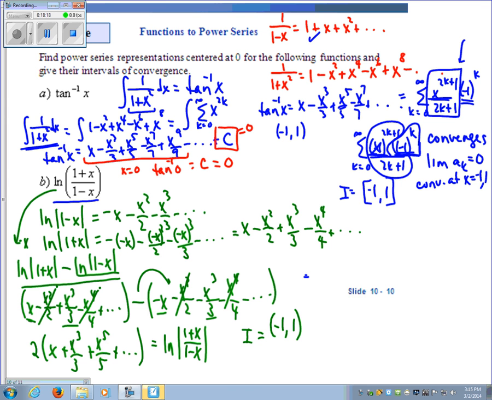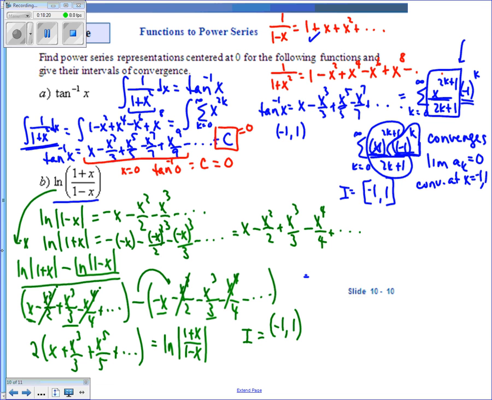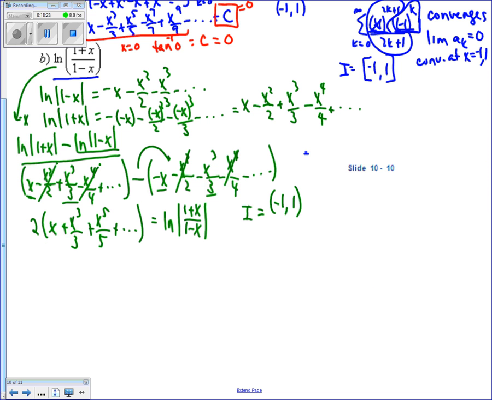If you want to write the summation notation for this one, this is 2 times the summation of x to the 2k plus 1, over 2k plus 1. You can always represent an odd number this way. Notice the exponents are odd, 2k plus 1, and the number on the bottom is matching that exponent, and that's from k equals 0 to infinity. And I think that's it.